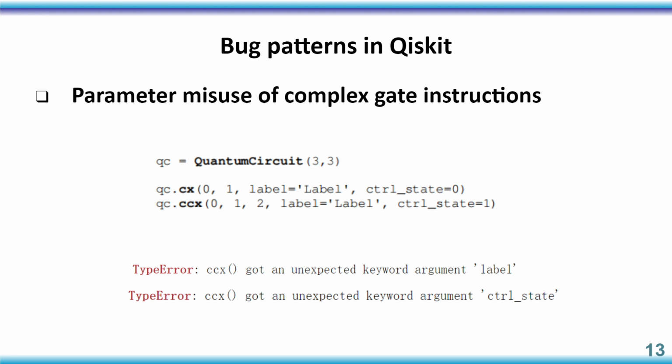The third pattern is easy. It's parameter misuse of complex gate instructions. In the quantum experience API error codes, there is an error indicating that the instruction is not in the gate set of the core. This error is because the complex gates in Qiskit do not support label or control state as parameters as basic gates do. So if the programmer lacks some knowledge about double control gates or other complex gates and uses the parameters from these gates as those for the basic gates, it probably leads to this kind of pattern.